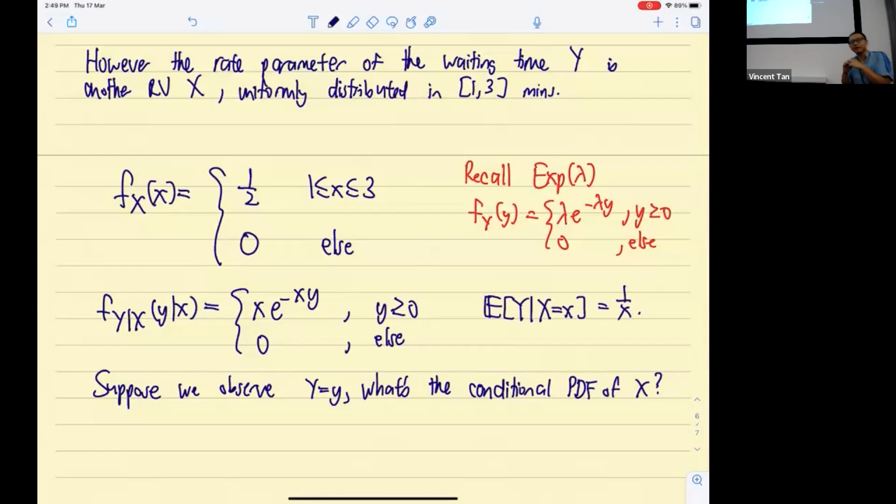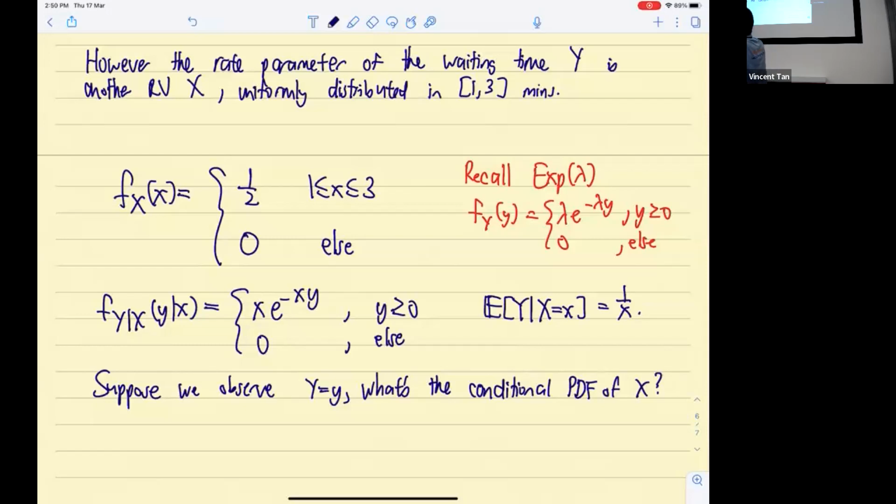So suppose we went to the bus stop and we waited 5 minutes. That's certainly possible because f of y given x is an exponential random variable. It takes on values on the positive real line, that means all positive real numbers. The rate is from 1 to 3. Suppose we waited for 5 minutes.